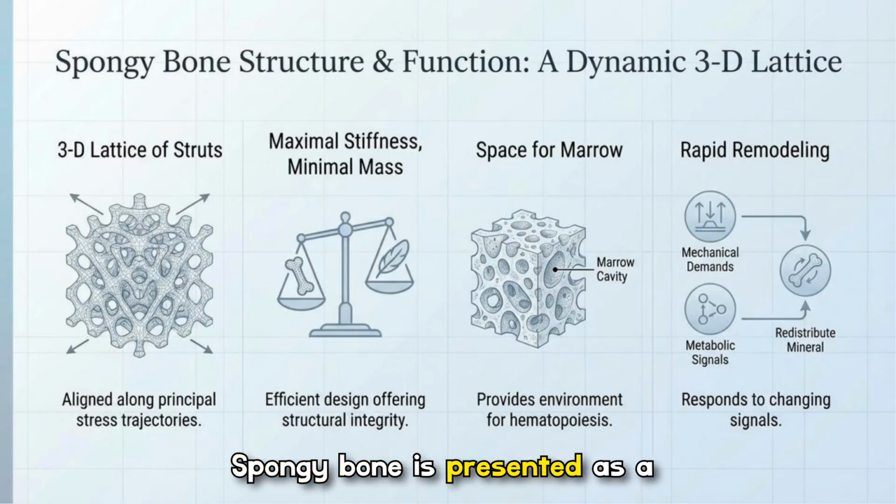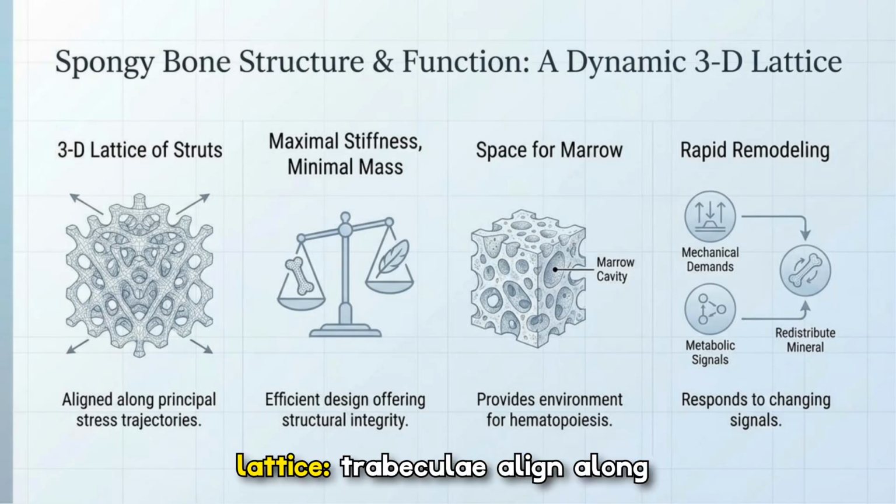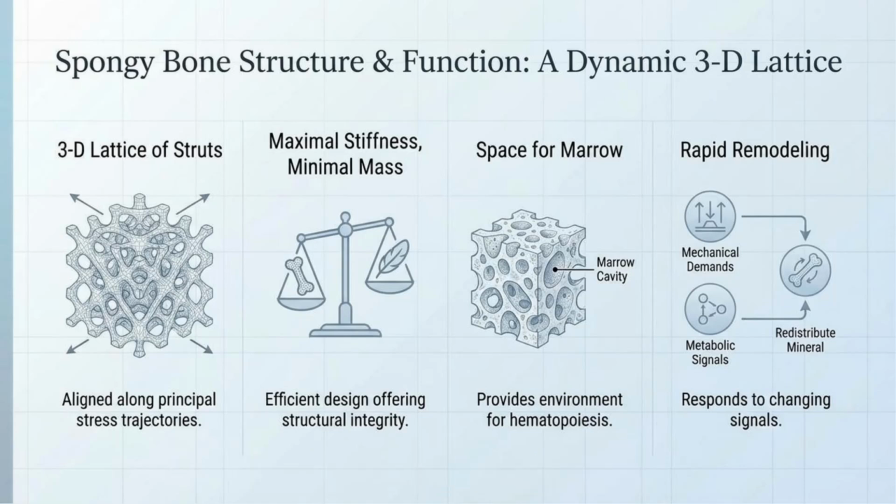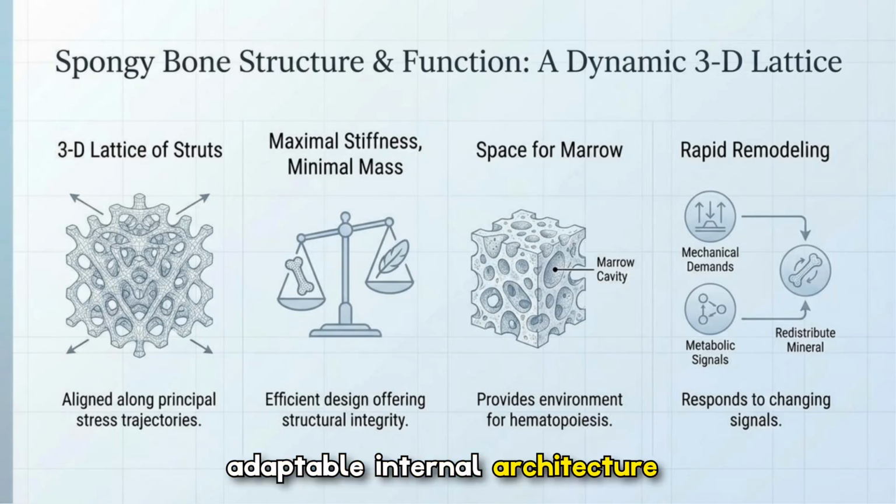Spongy bone is presented as a dynamic three-dimensional lattice. Trabeculae align along principal stress trajectories to maximize stiffness with minimal mass, leave space for marrow and hematopoiesis, and remodel rapidly in response to mechanical and metabolic signals, providing an efficient, adaptable internal architecture, unlike dense cortical bone.